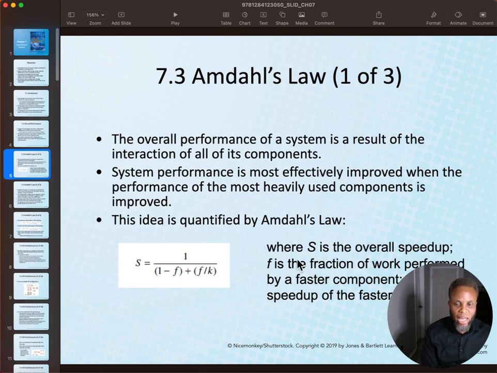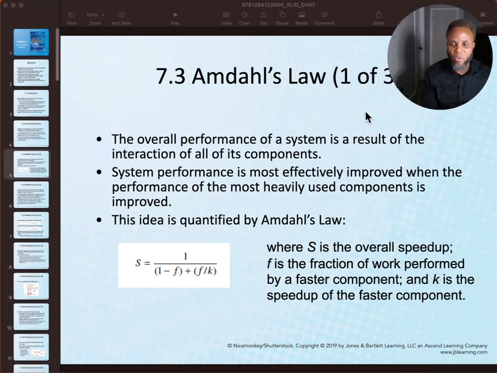He says S, where S is the overall speedup. S is equal to 1 divided by (1 minus F) plus F divided by K, where S is the overall speedup, F is the fraction of work performed by a faster component, and K is the speedup of the faster component. Again, S equals 1 divided by (1 minus F) plus F divided by K. That's Amdahl. So this is very important.